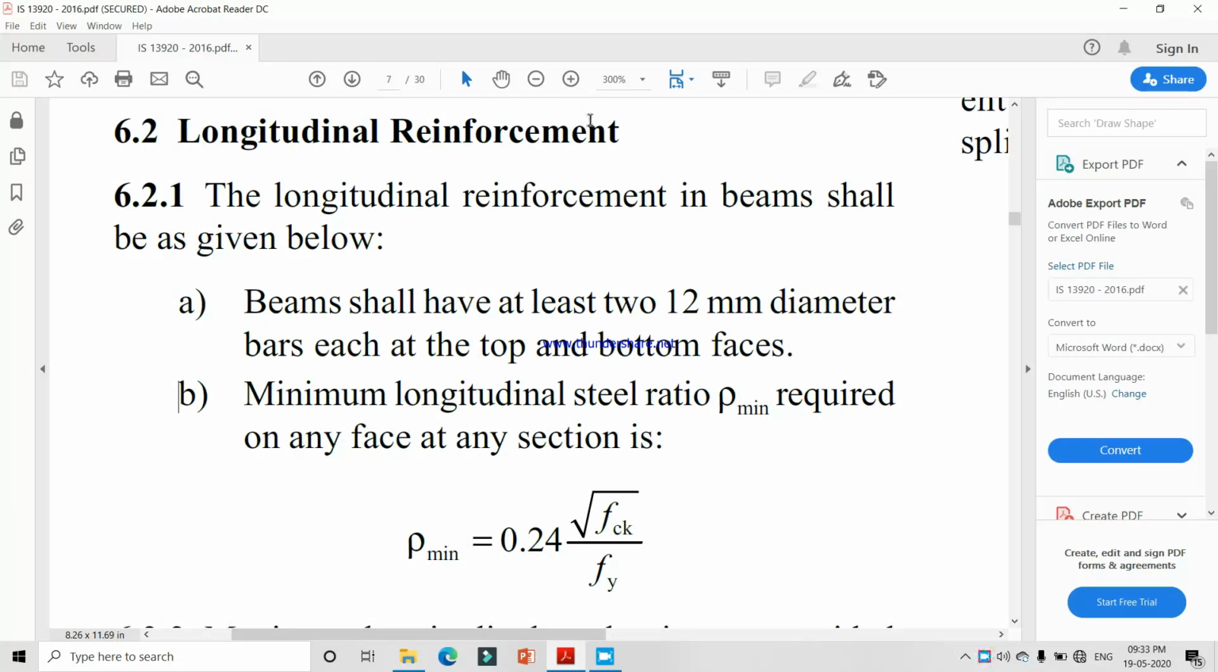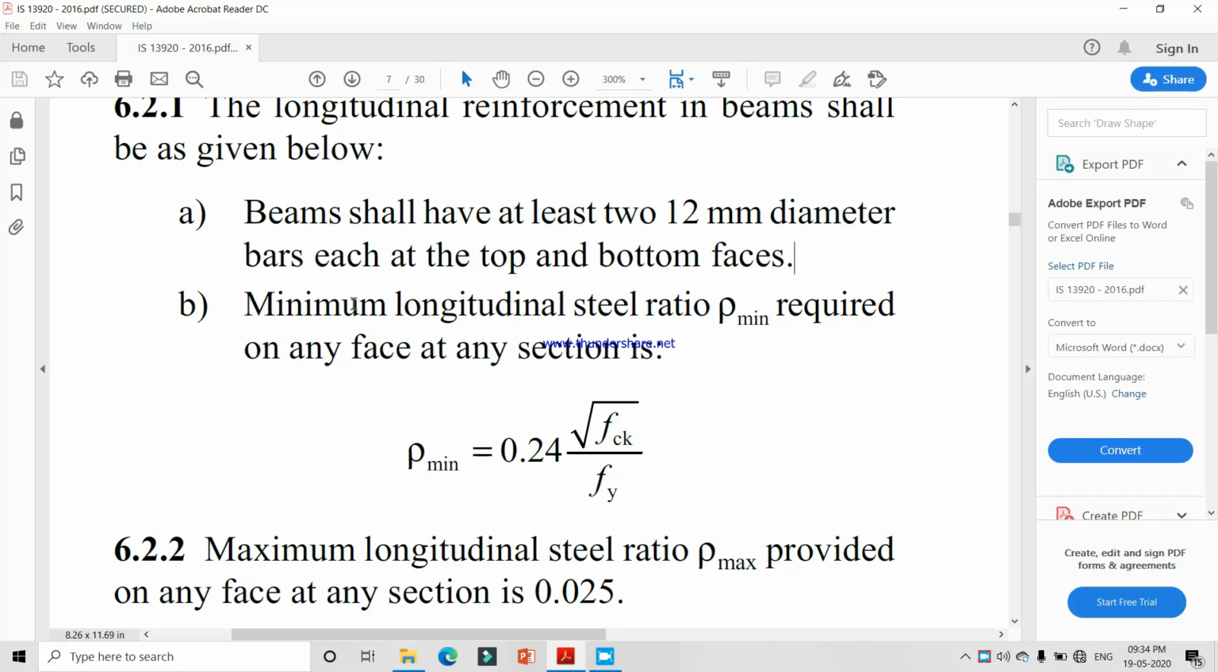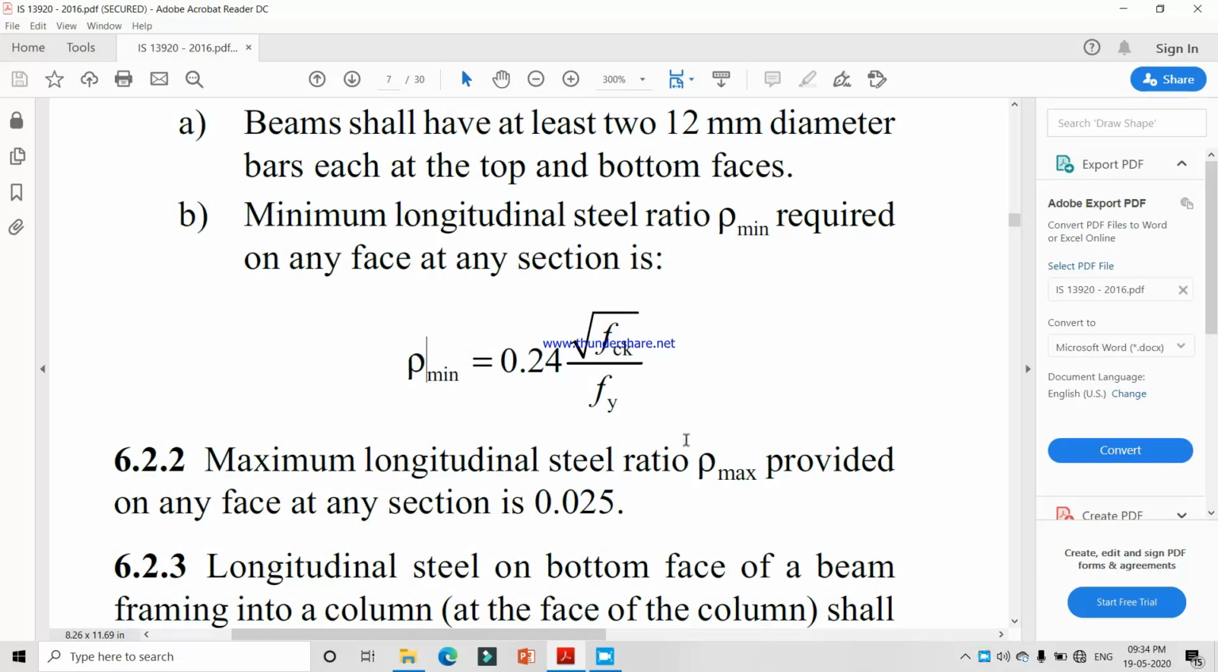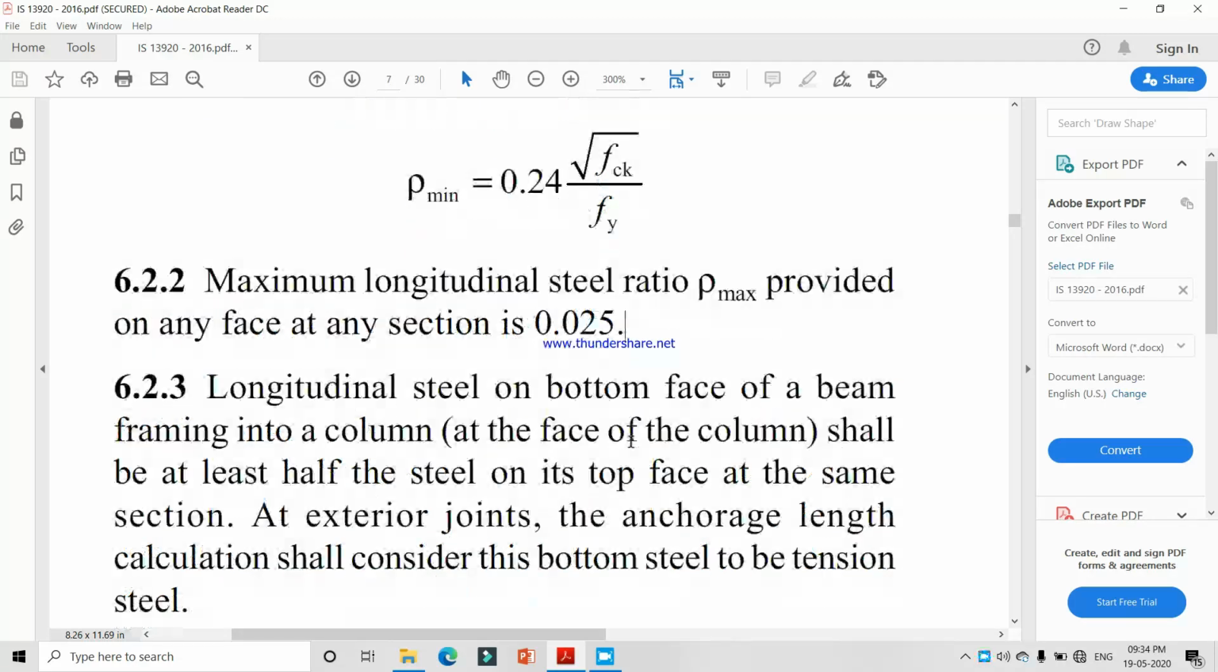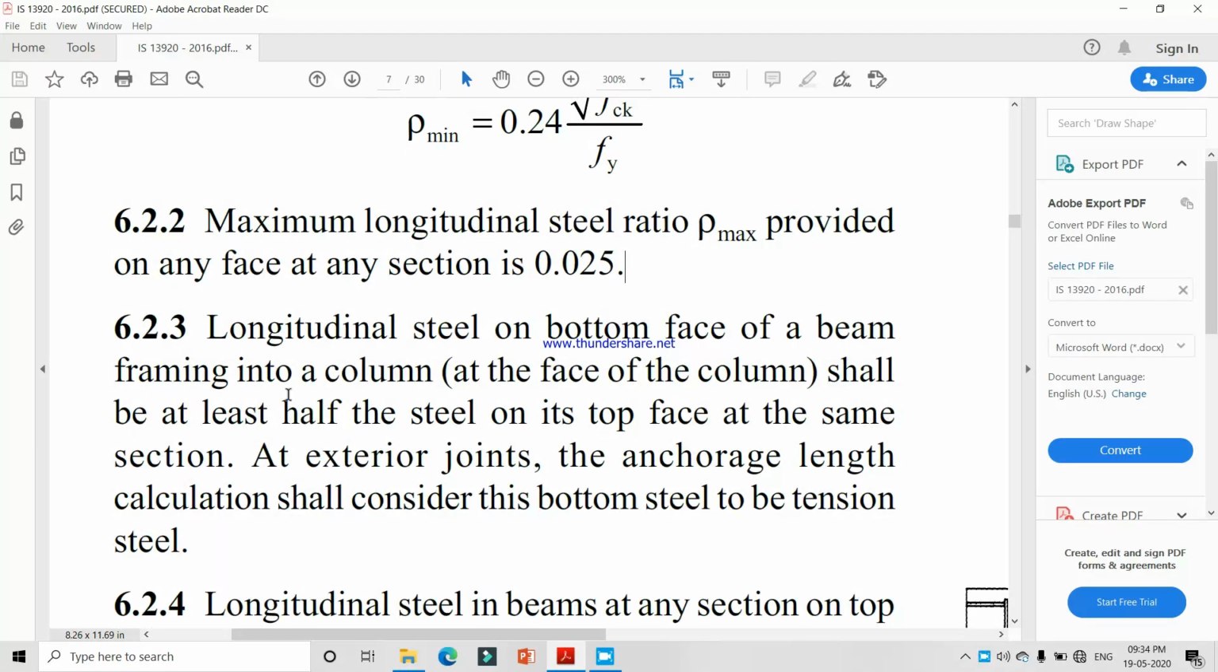These are the longitudinal reinforcement. Longitudinal reinforcement, that means horizontal bar, is provided in the beam section, and the minimum diameter is 12 mm, provided in the top and bottom face. For the beam steel ratio, the minimum is calculated by this equation, and the maximum is 0.025. These are the most important.